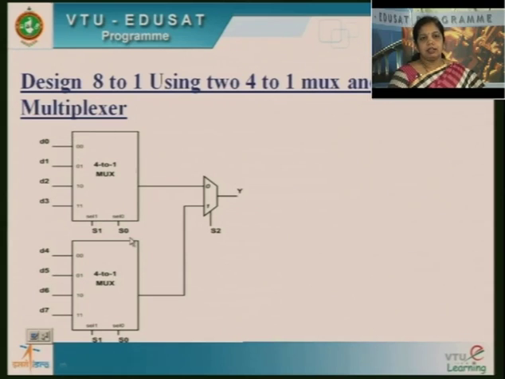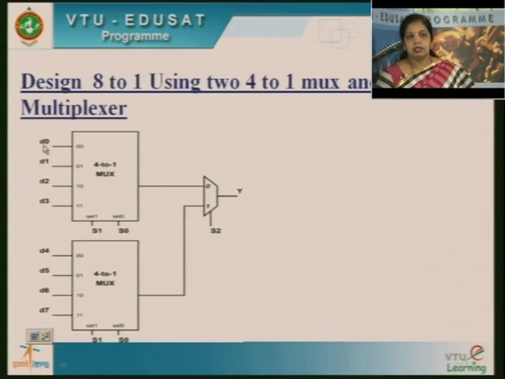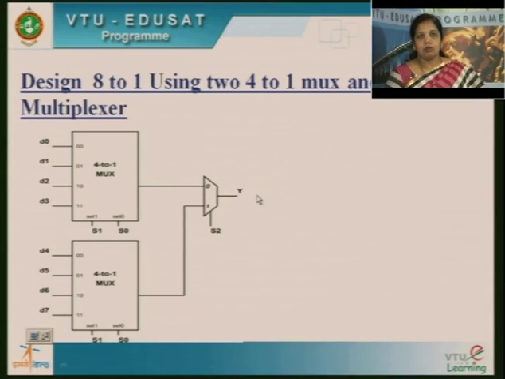So selection lines, whenever I give 0 0, the first one will be selected. So here also the same, D0 and D4 both are selected. So both come here to the input of the final 2:1 mux. Once again, the S2 is 0 means the first one will be selected. So that is D0 is redirected to the output side.